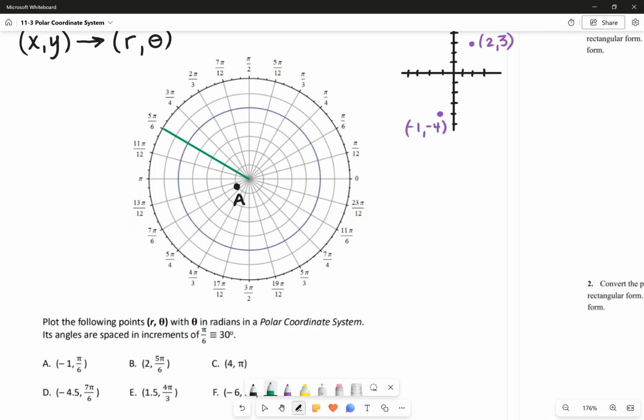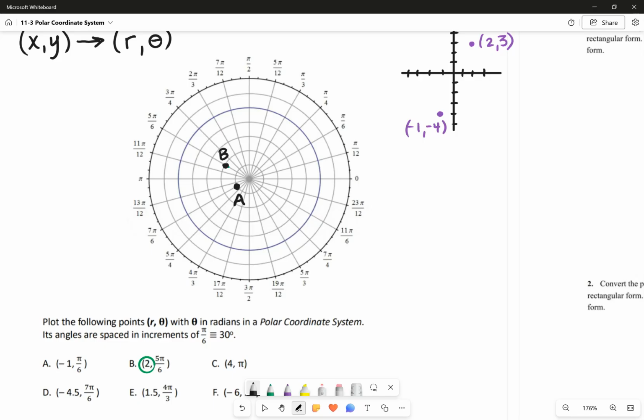Since my R is a positive 2, from my origin I'm going to count out 1, 2, and right here is where I'm going to put my dot. Let's put it in black here, and that right there will be my B. So let's take this off, and let's call that B.